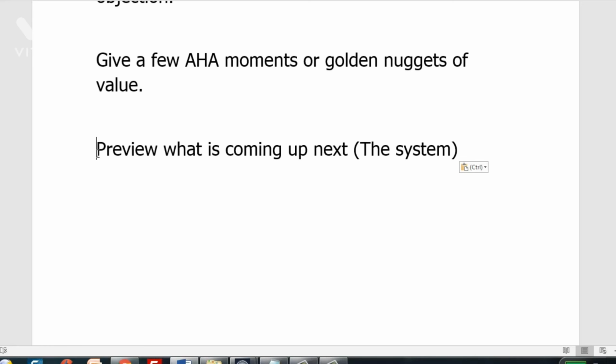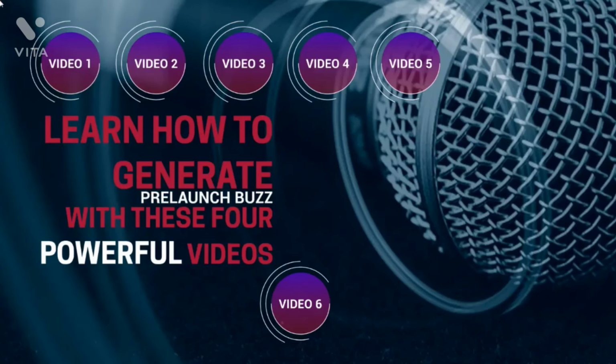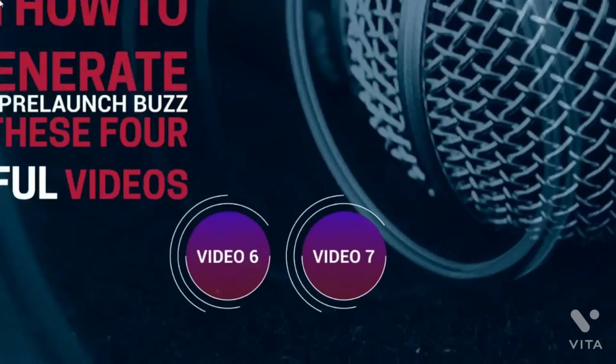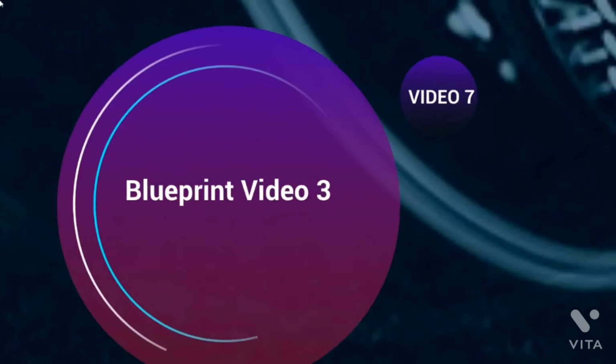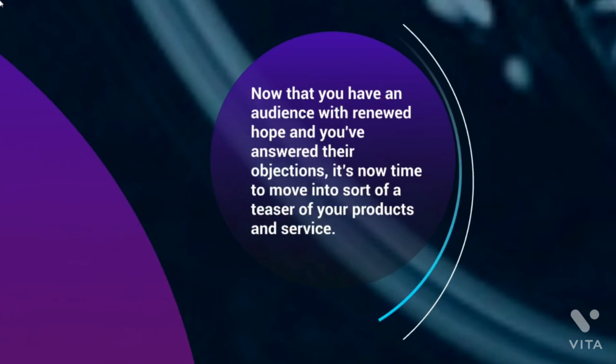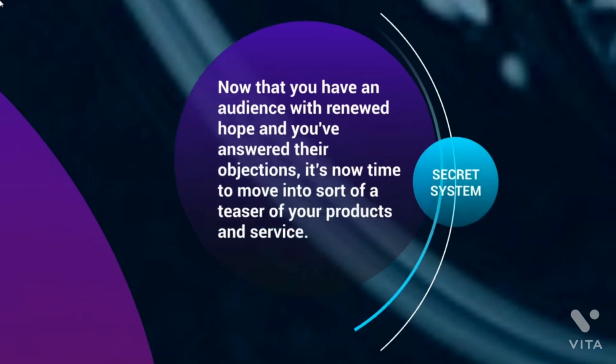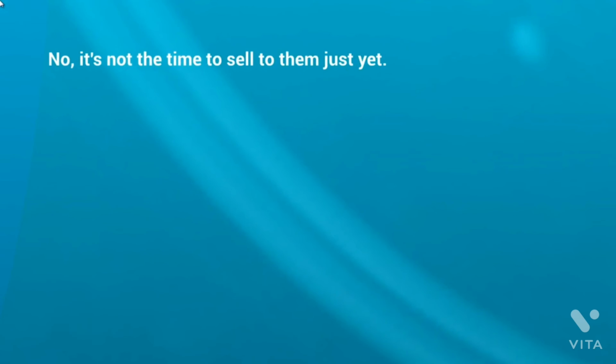Okay, so welcome to video number 7, and we're going to talk about the Blueprint video number 3. So now that you have an audience with renewed hope, and you've answered their objections, you've educated them, it's now time to move into sort of a teaser of your product and service and the secret system. And no, it's not time to sell them just yet. You will do that in the last video.